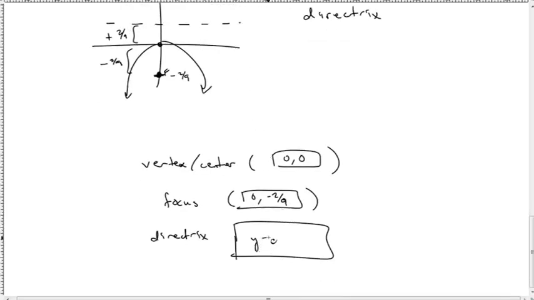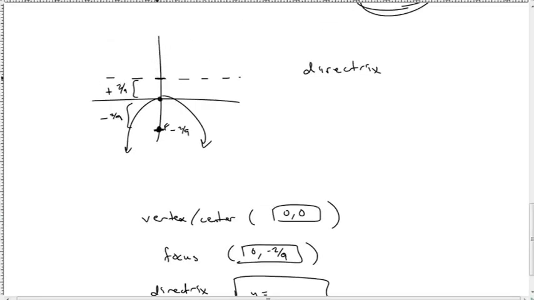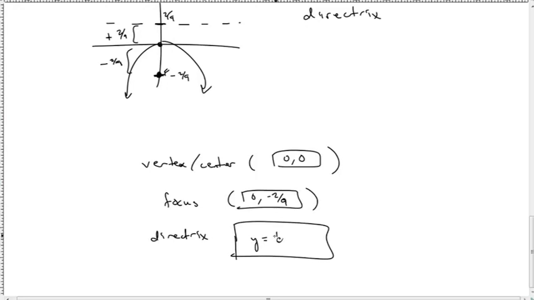Horizontal lines are y equals, and it's at a height of 2/9. And so it's going to be equal to positive 2/9. You don't have to put the positive sign in, I'm just emphasizing. That is the entirety of that question.